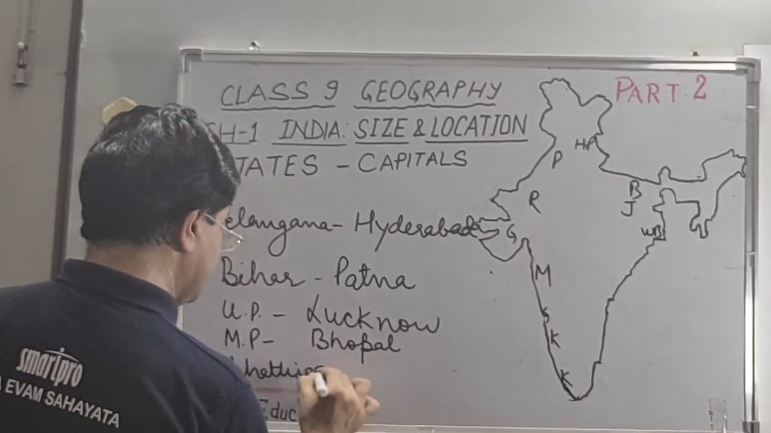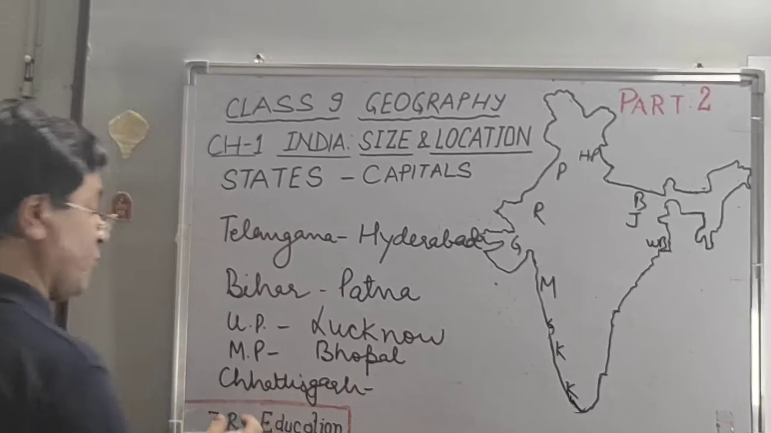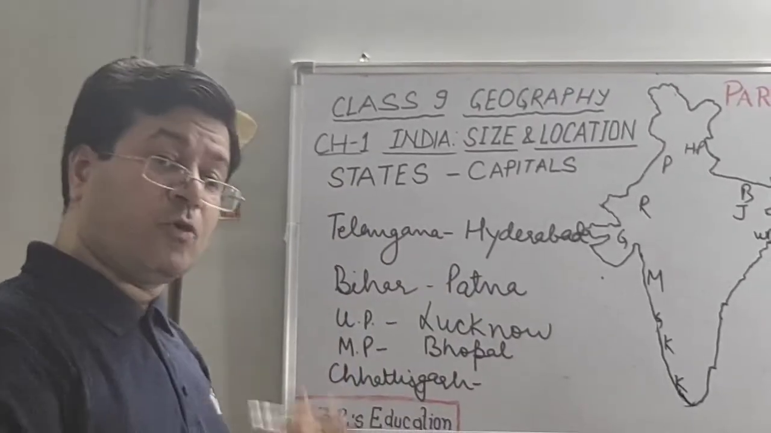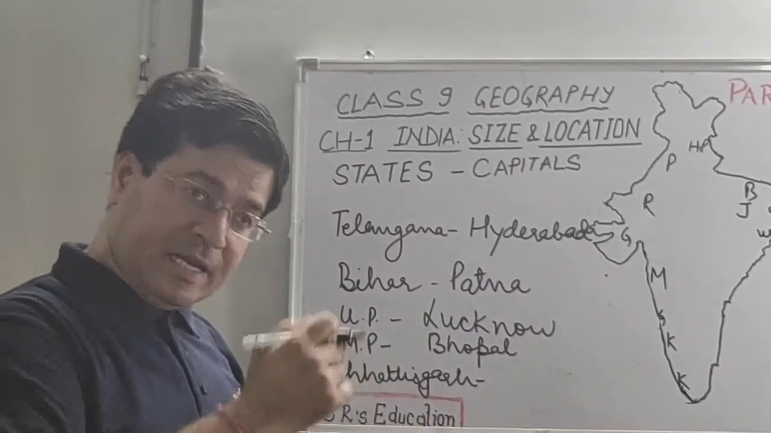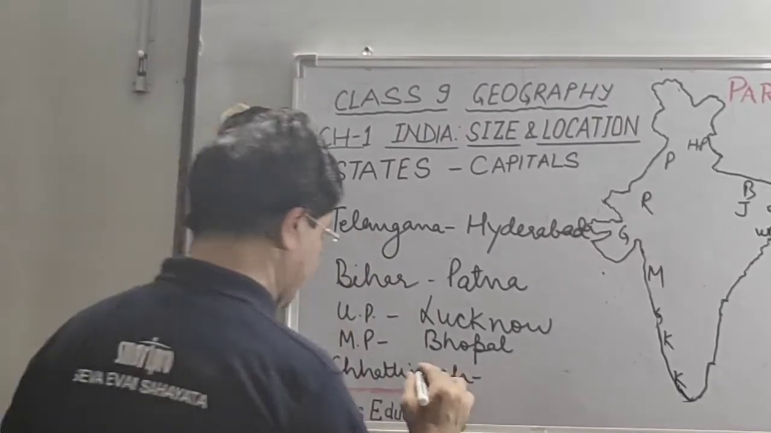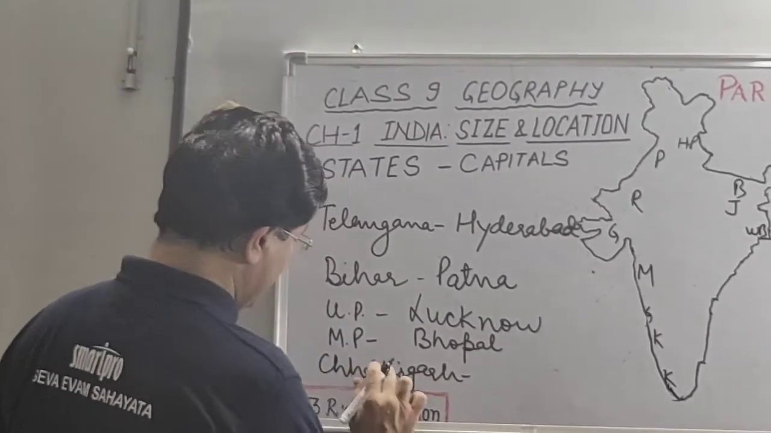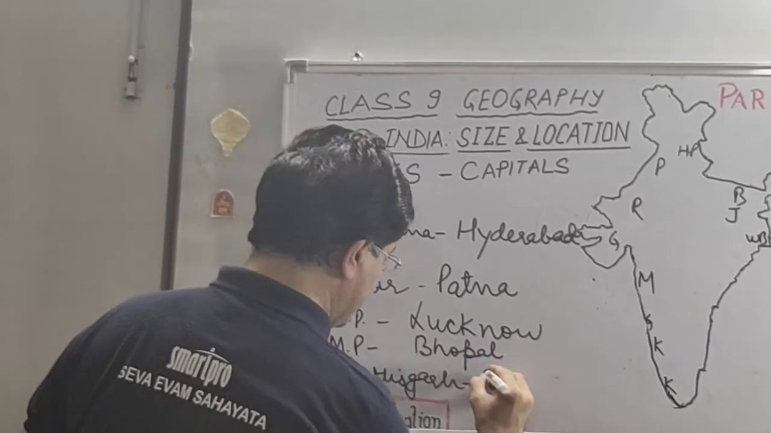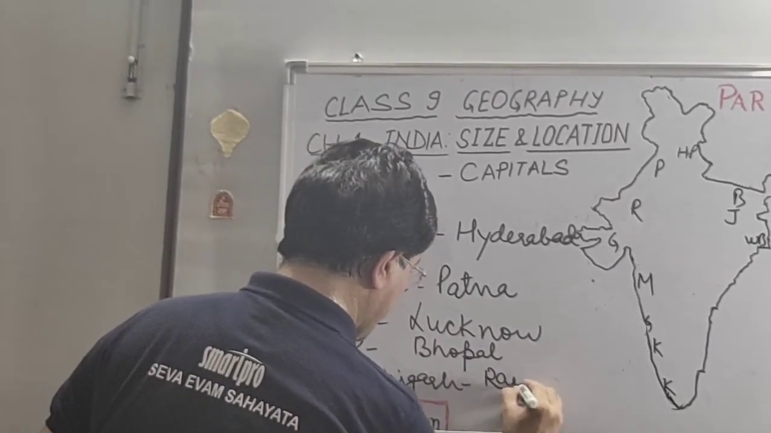Before the segregation of Chhattisgarh from Madhya Pradesh, Madhya Pradesh was the largest state of India area wise, and after its segregation Rajasthan became the largest state area wise. Chhattisgarh's capital is Raipur.